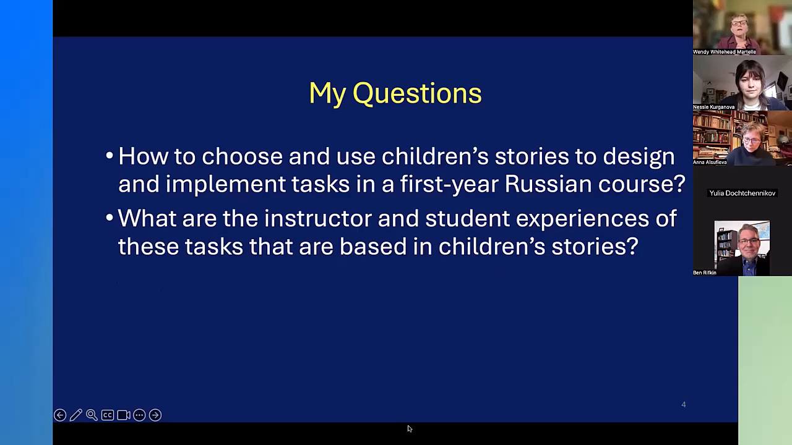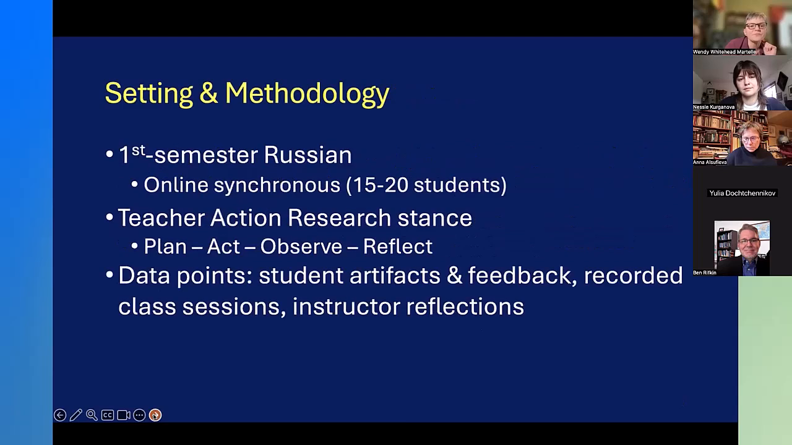So I wanted to bring these two approaches of language teaching into conversation with each other, and I was curious about using stories as a base in designing and implementing tasks in a first year Russian course. I was curious about what my experience would be doing this, as well as the student experience.